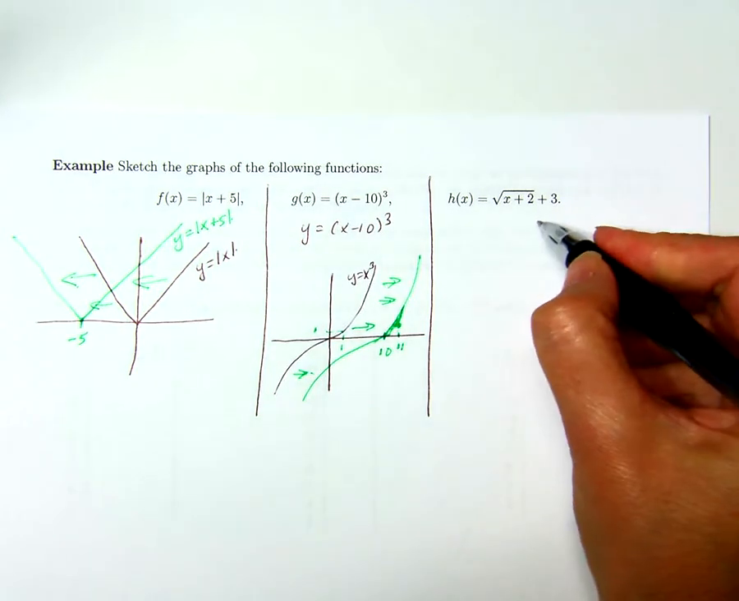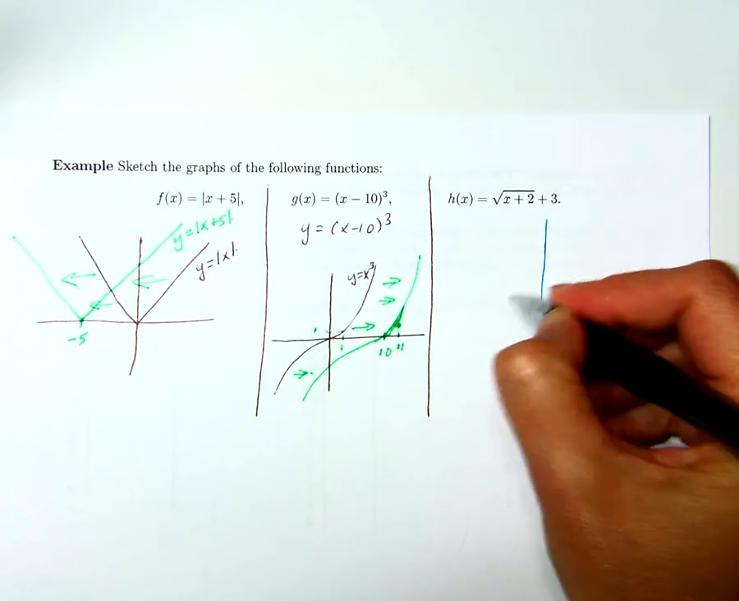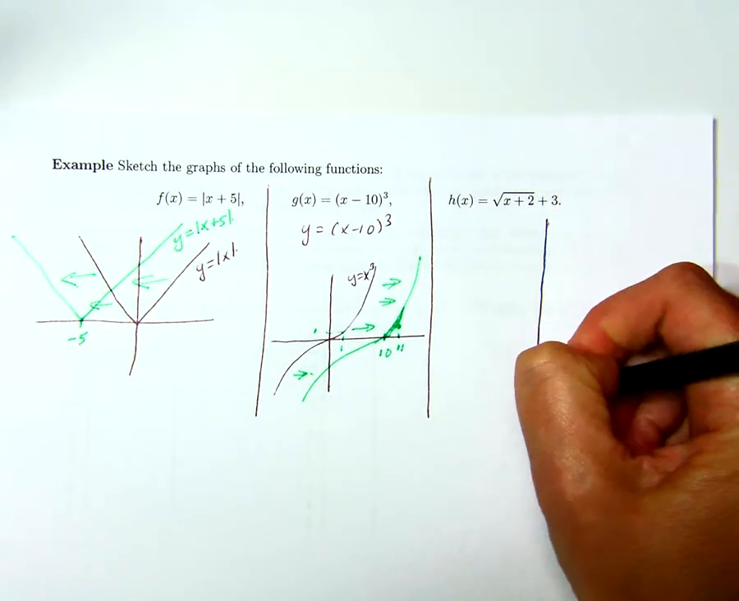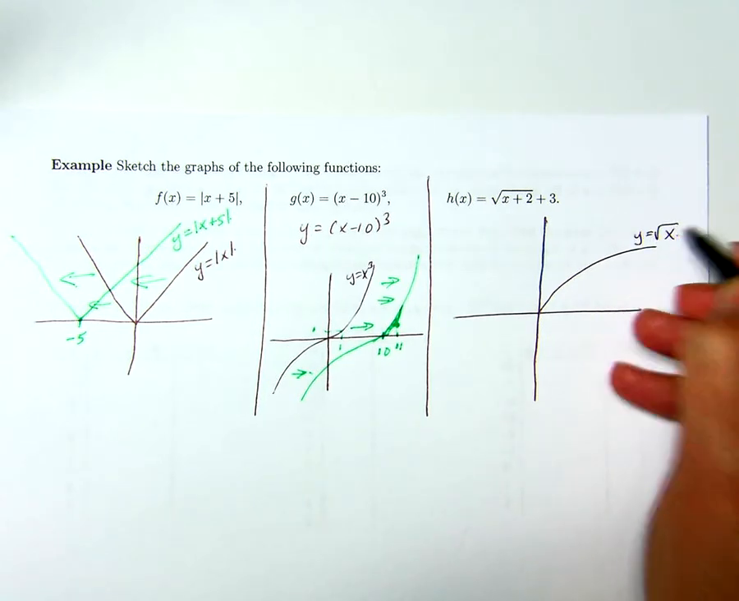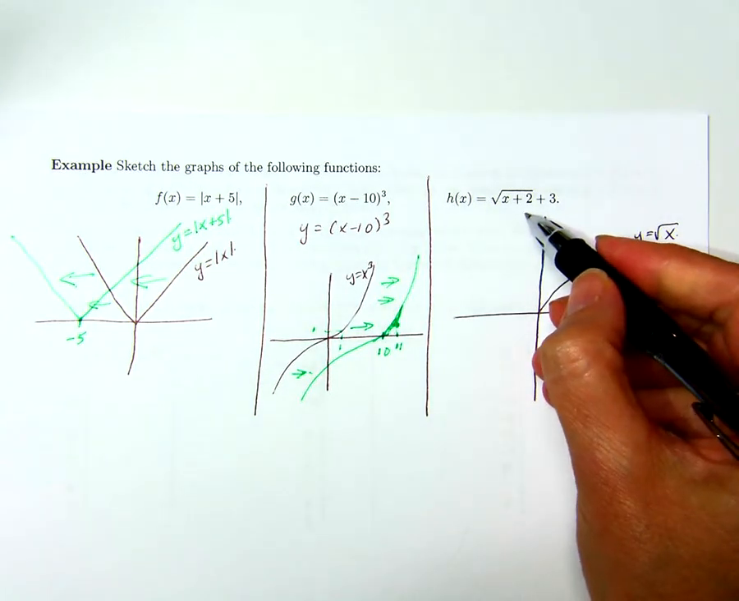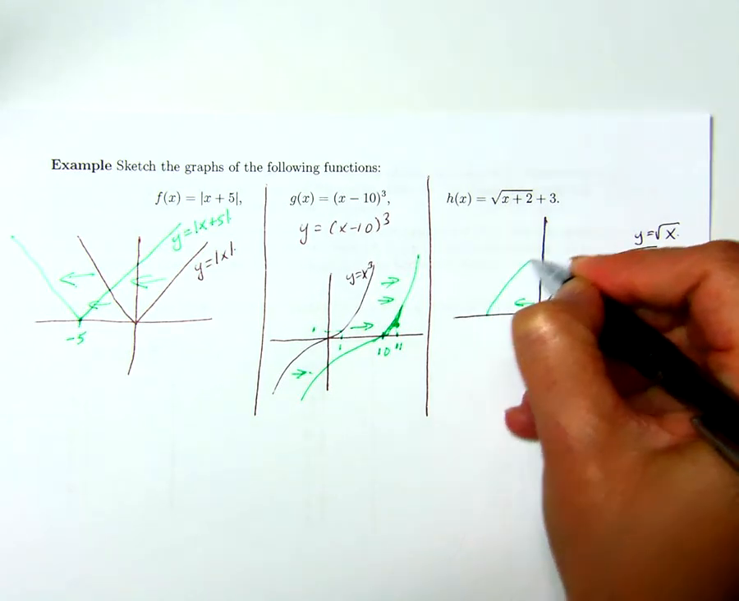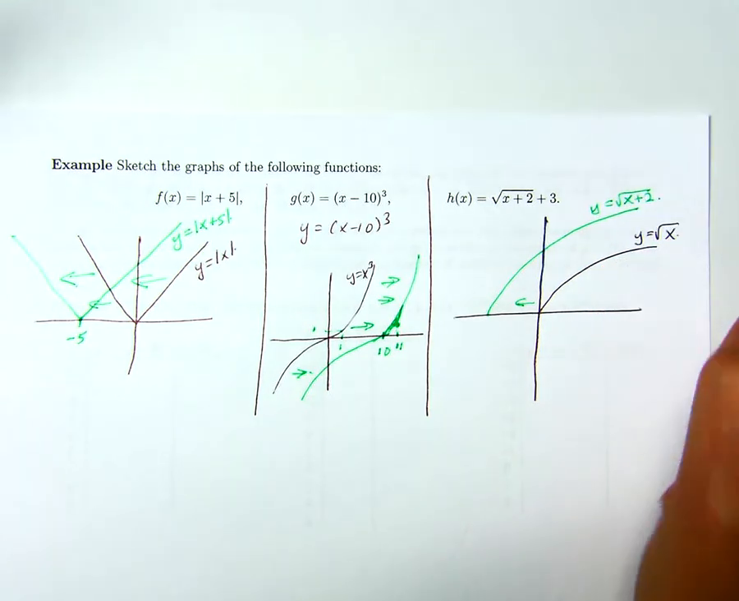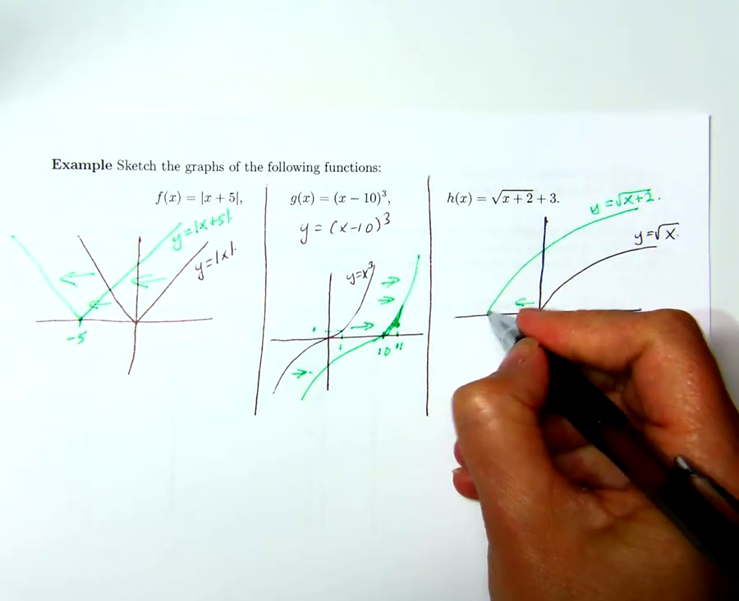Now this one, we're going to have to draw in steps. So first we draw the graph of y equals the square root of x. That's our basic graph. And then we're going to draw the graph y equals the square root of x plus 2. And that's this one shifted to the left by 2 units. So it's y equals the square root of x plus 2. And then lastly, I'm going to shift it upwards by 3 units.